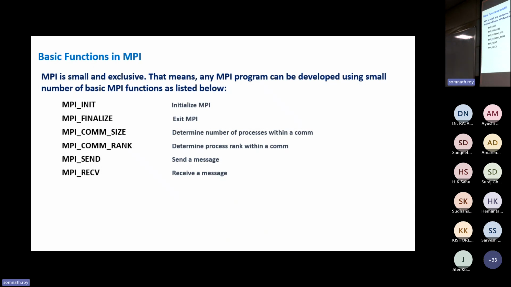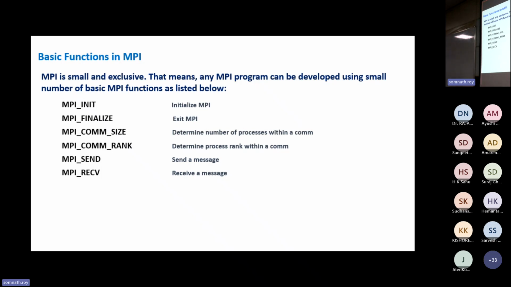The important feature is that MPI is small and exclusive. If you know only 6 MPI functions, you can parallelize any program. The best thing is that you need to know only 6 functions, and any algorithm can be parallelized using these 6 functions. So what are these 6?